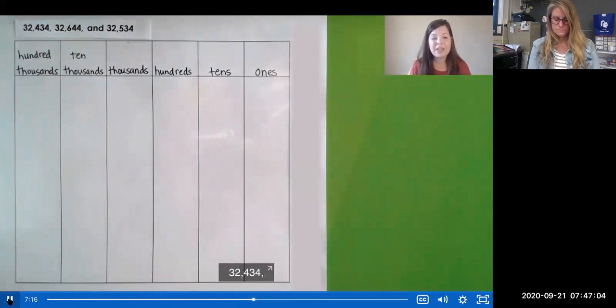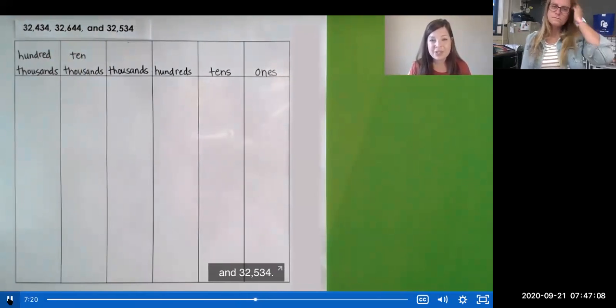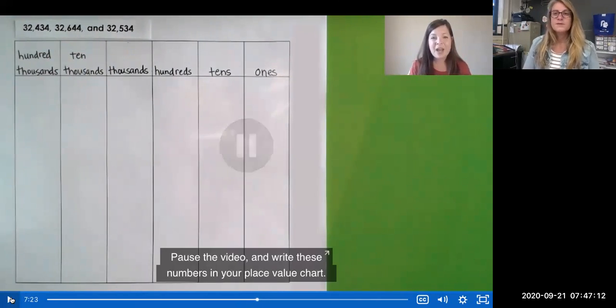$32,434, $32,644, and $32,534. So in this problem, she kind of upped our rigor a little bit. So instead of using place value disks, we're going to use the digits. And instead of comparing two numbers, we're going to put three numbers in order. So follow along, take your time.